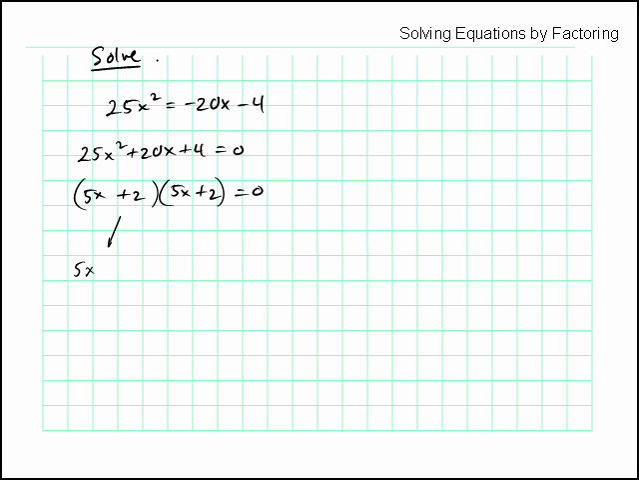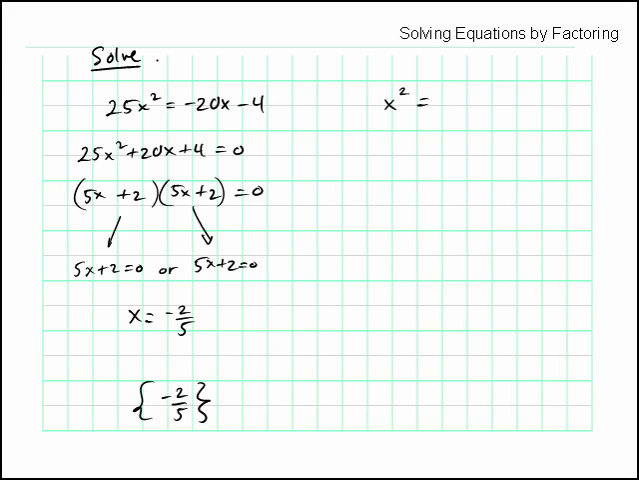Applying the zero factor property, 5x plus 2 equals 0, or, well, the same thing. Now, you don't have to really write the same answer twice. This equation really only has one solution. It's going to be -2/5. One solution for this equation, -2/5.